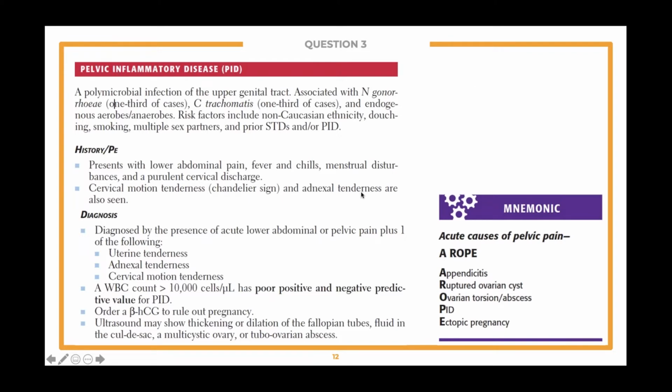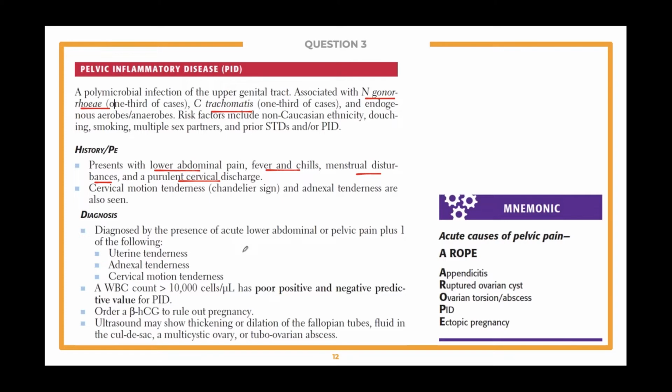So pelvic inflammatory disease, and this is from a little snippet from the First Aid for Step 2 CK book. You can see there that it's associated with Neisseria gonorrhea and Chlamydia trachomatis. And how it presents is very similar to our patient: lower abdominal pain, fever, menstrual disturbances, purulent cervical discharge, just like our patient had.